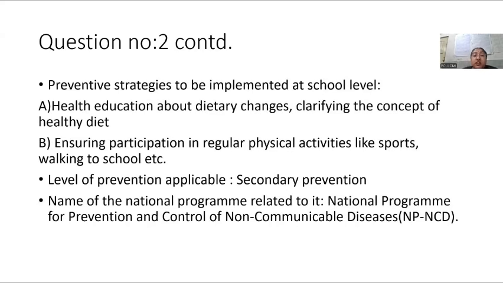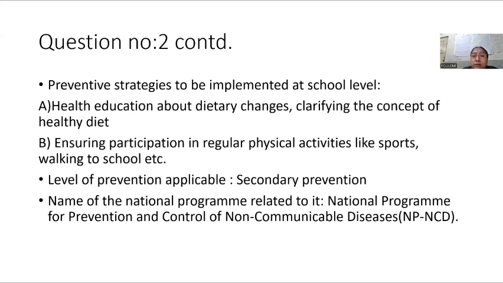Now coming to the fourth part, that is preventive strategies to be implemented at school level. This is a 6-marker question. The first point will be health education about dietary changes, clarifying the concept of healthy diet. So the school should give health education about dietary changes. What is a balanced diet? What is a prudent diet? What should be the proportion of carbohydrate, protein and fat in the diet? Taking more amount of fibers, more amount of protein and less amount of carbohydrate and refined sugar in the diet is the main concept of health education.